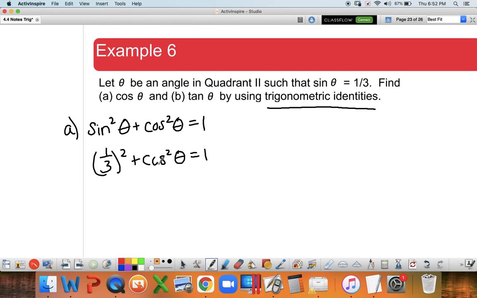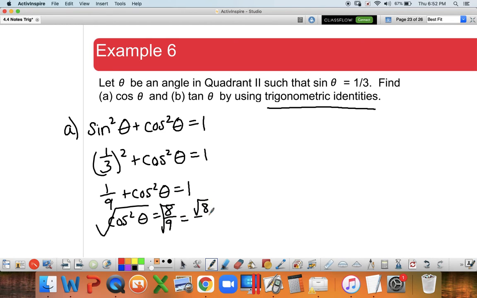So I'm going to use some algebra to go ahead and solve it. So this tells me cosine squared theta is 8/9, right? I'm going to subtract 1/9 from both sides, and then I'm going to take the square root. I wind up with the square root of 8 over the square root of 9. I can simplify this down. This is 2 square root of 2, and I can simplify down the square root of 9, which is 3. So I get 2 square root of 2 over 3.